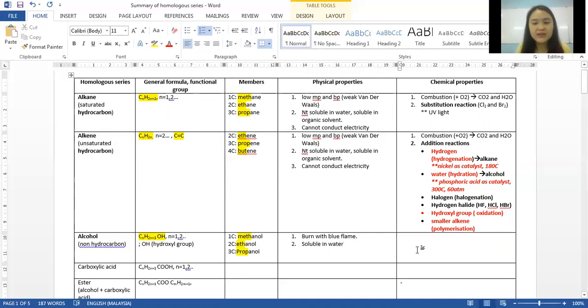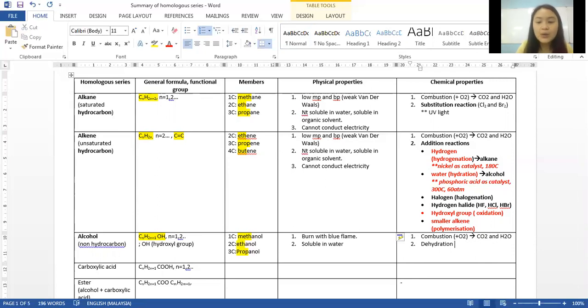Right, next we discuss what are the chemical properties or chemical reactions that alcohol can undergo. Number 1, just like your alkane and alkene, your alcohol is able to undergo combustion reaction. And when you perform combustion and you burn it in excess oxygen, you will form carbon dioxide and water as usual. Now, besides combustion, alcohol will be able to carry out dehydration reaction.